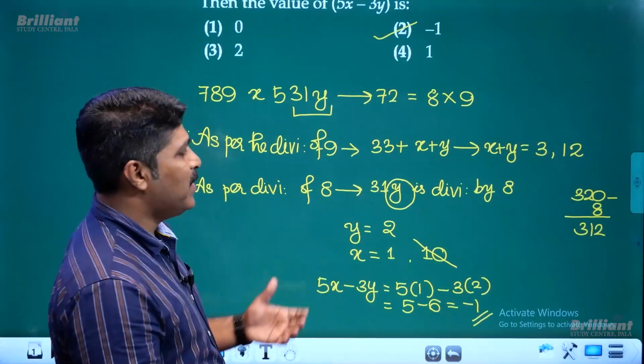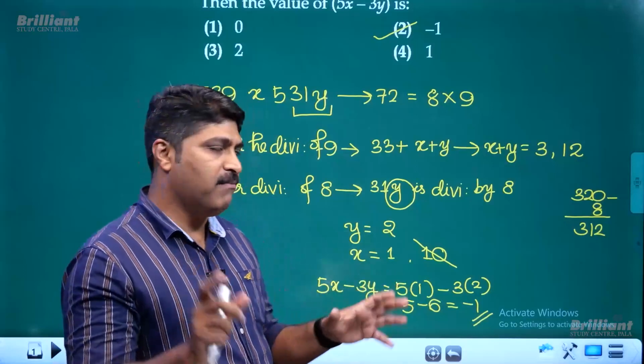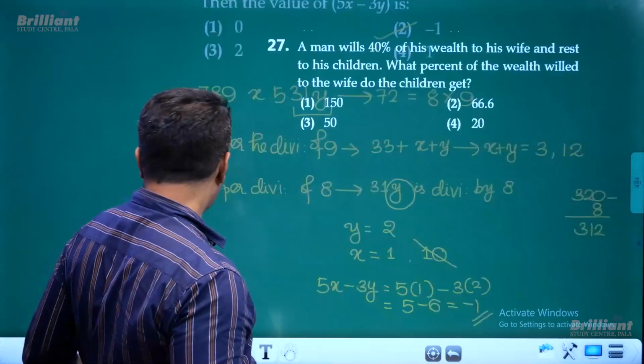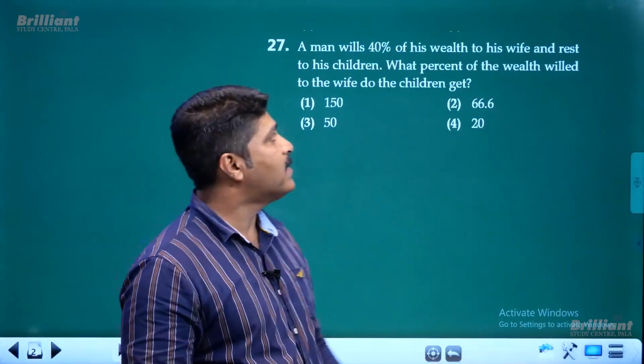So this is the easiest way to reach the conclusion from such a question. It's the divisibility rule we are applying in such a question. Now we can move to the second question.